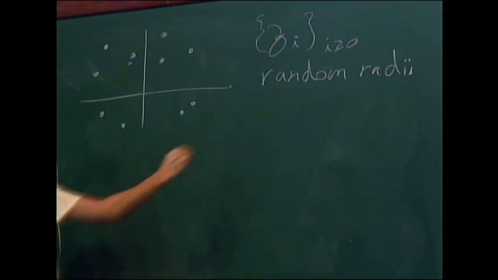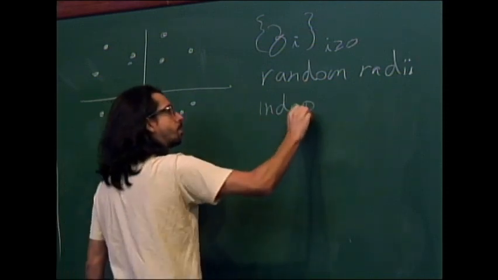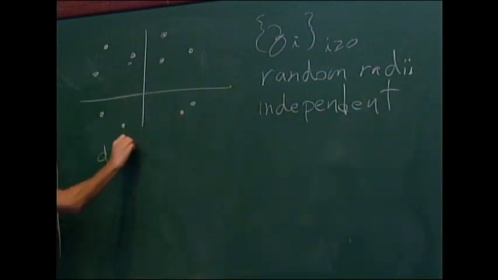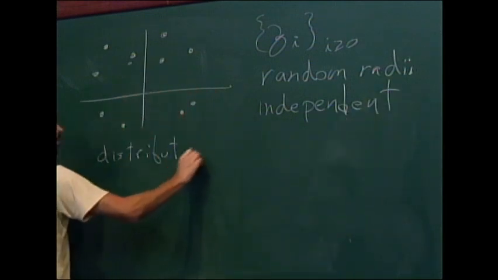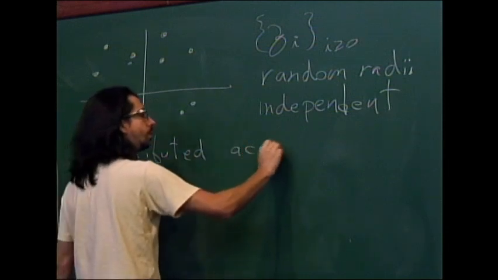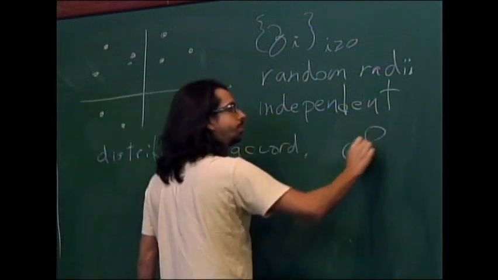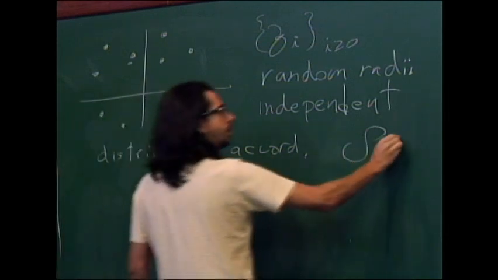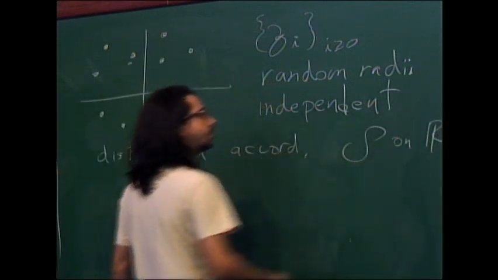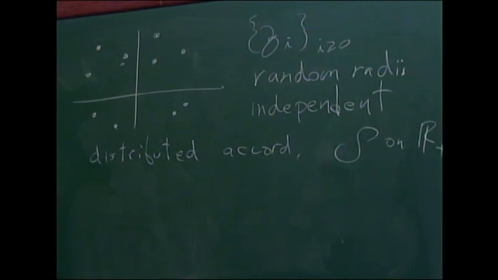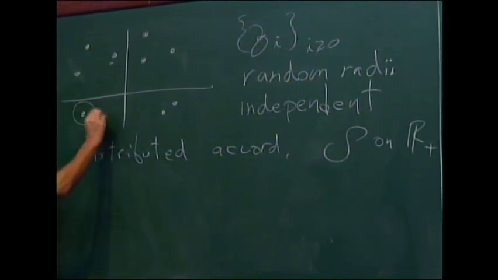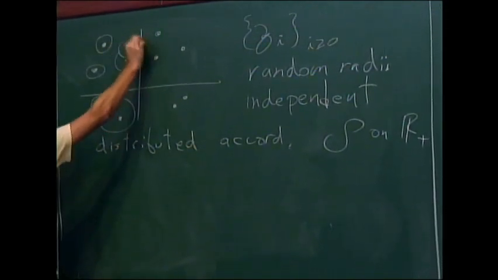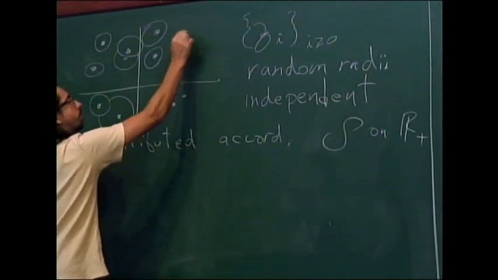So they are independent and distributed according to some distribution rho. So you have some distribution on R plus, which gives the random radii, and we sample independently for each point a random radius, and we draw balls around each point.